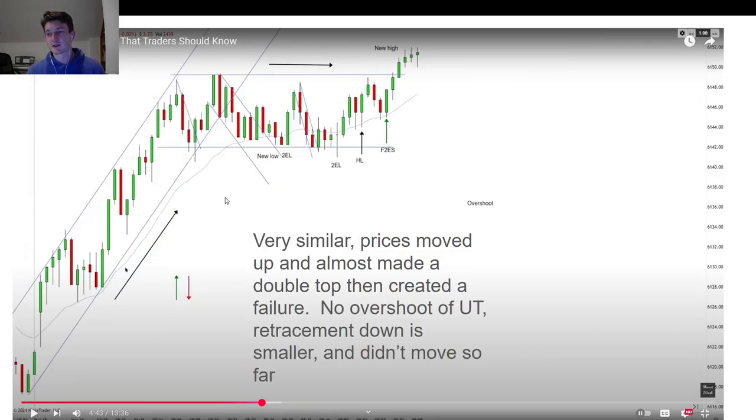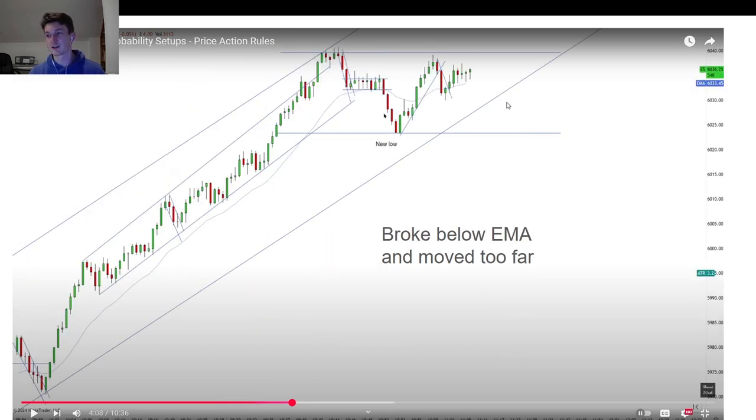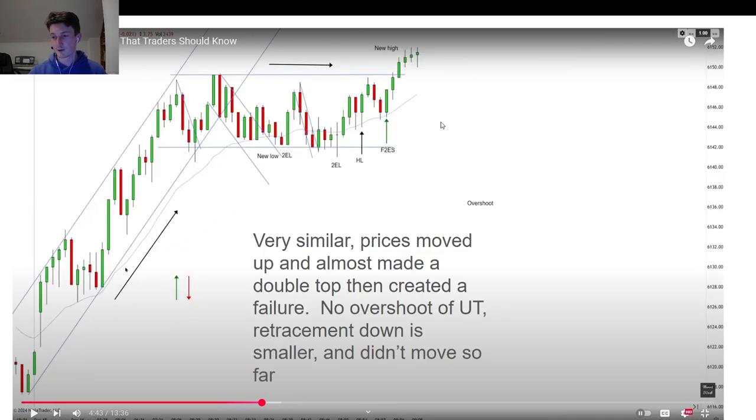So here's an example here. You have an uptrend. It's looking for a break of a new high. This is actually very, very similar because you can see prices move down here. They basically create a double top and they come back and create the failed second entry. That's almost the exact same thing that happened here. For this uptrend, it has a break, prices move up, almost create a double top, and then come down to make the failure. So what are the differences? Well, there's a few.